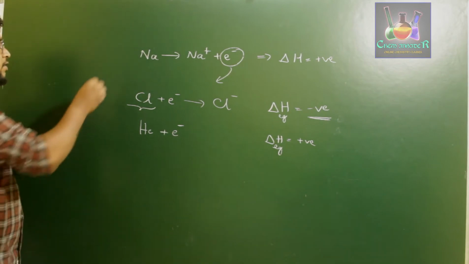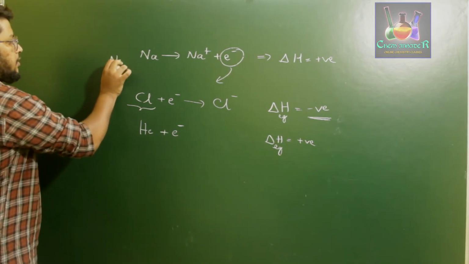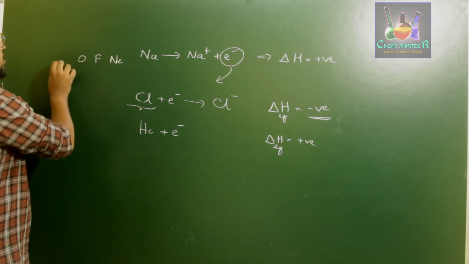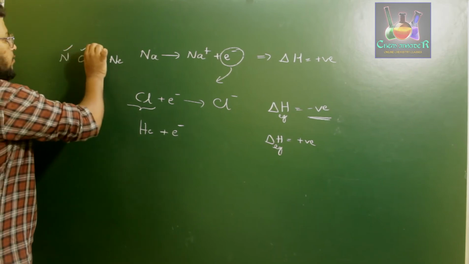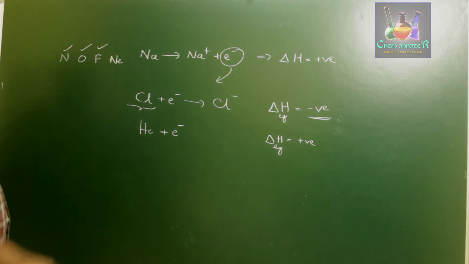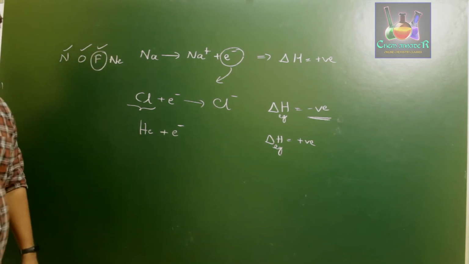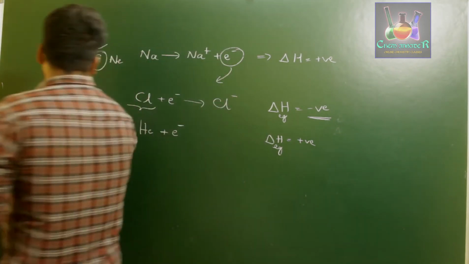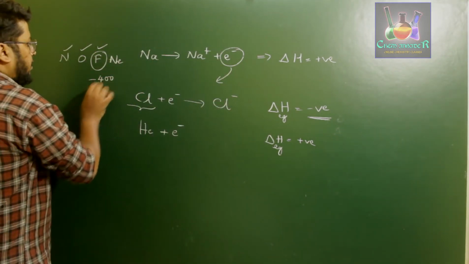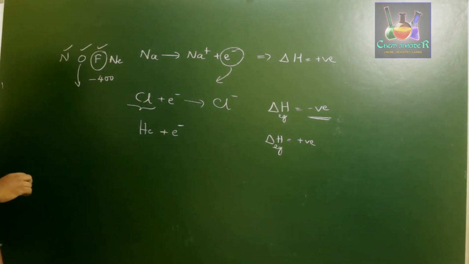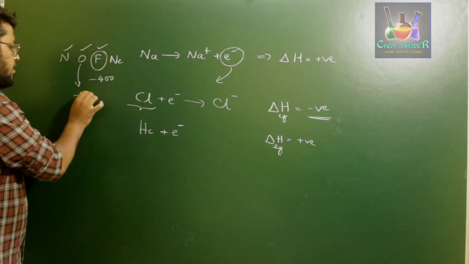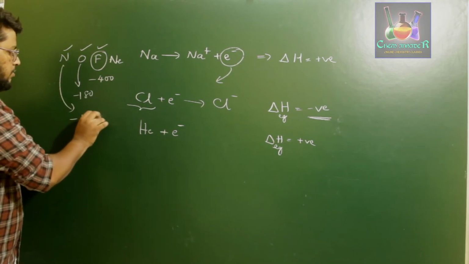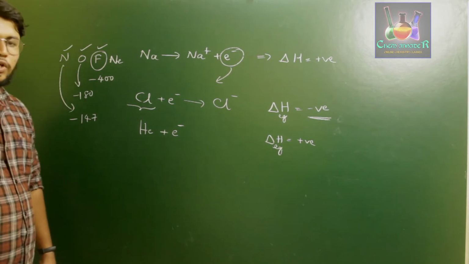That is, if you consider the neon atom, neon has fluorine, oxygen and nitrogen before it. All these three have very high negative values, out of which fluorine has a very high negative value of about -400 kilojoules per mole, whereas the electron gain enthalpy for oxygen is -180 and for nitrogen it is 147 something. So this is in terms of kilojoules per mole.